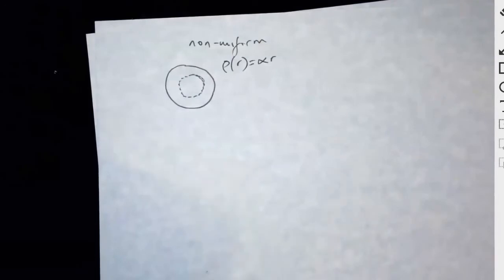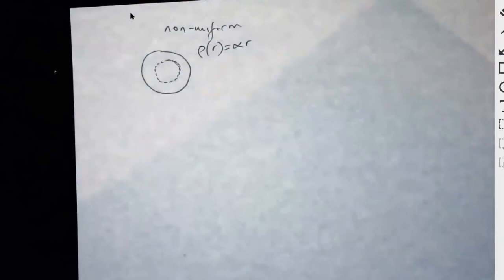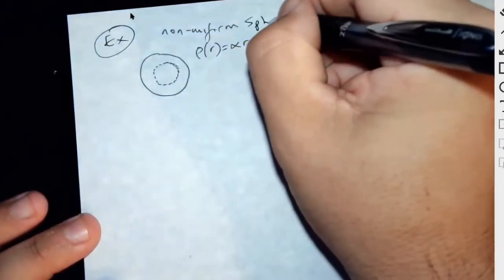So in essence, you're relying on utilizing Gauss's law to first find the electrical field inside, right? Then you're integrating that to find the voltage inside. You see? So this would be a non-uniform sphere.